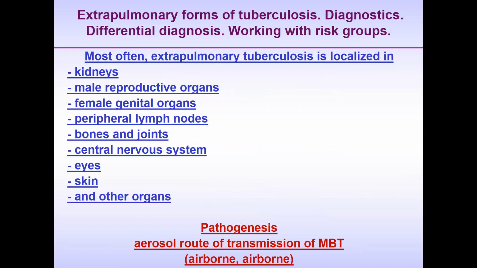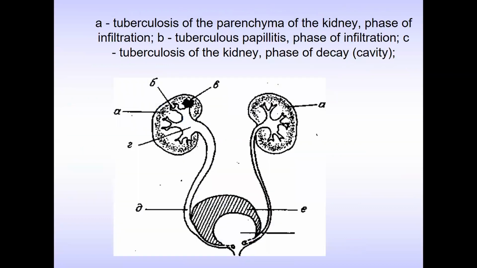Most often, extrapulmonary tuberculosis is located in kidney, eyes, skin, bones and joints, lymph nodes, and so on, and other organs. You can see in this picture tuberculosis of the parenchyma of the kidney, path of infiltration.